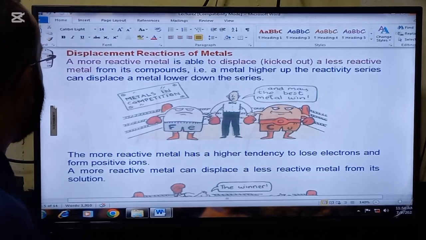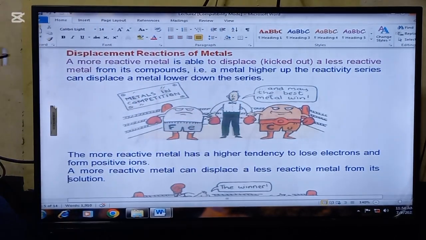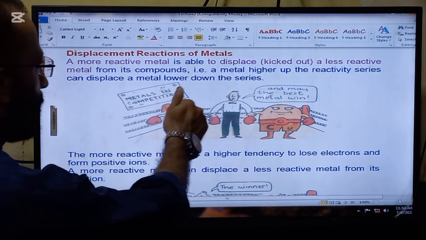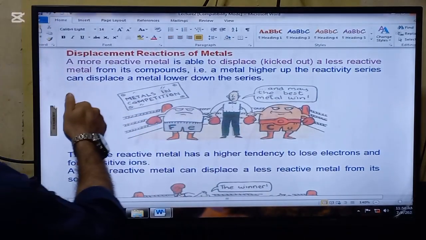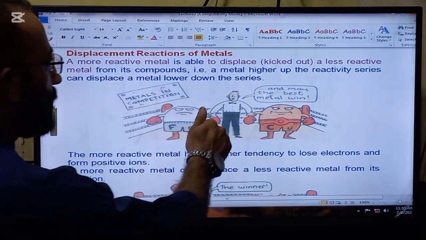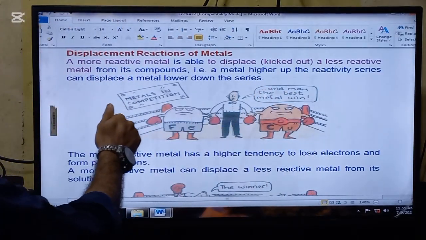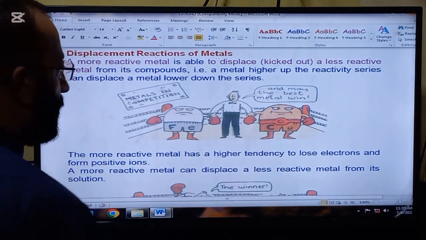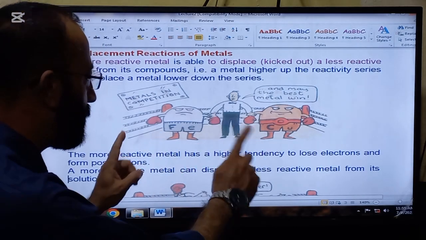The next thing in the lecture is displacement reactions of metals. So concentrate yourself: a more reactive metal is able to displace, kick out, a less reactive metal from its compounds. That is, a metal higher up the reactivity series can displace a metal lower down this series. So you can see here a cartoon.